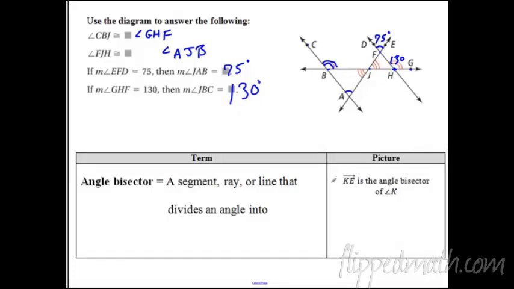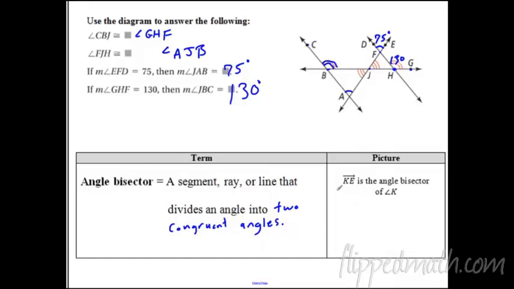Another definition. Here we go. What is an angle bisector? Well, an angle bisector is a segment, ray, or line that divides an angle into what? It divides it into two congruent angles. Just like a segment bisector divides into two congruent segments, an angle bisector cuts it in half, divides it into two congruent angles.